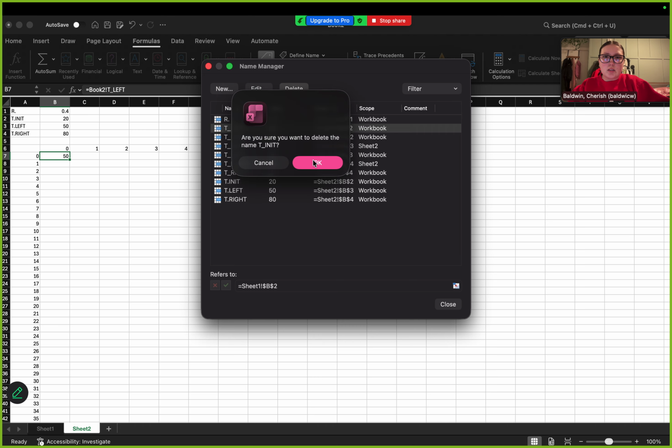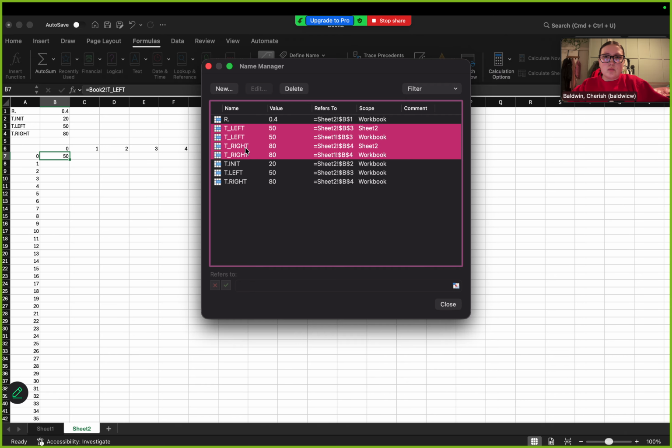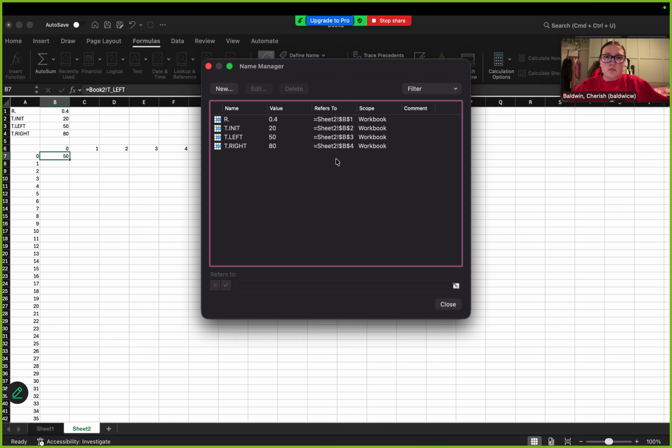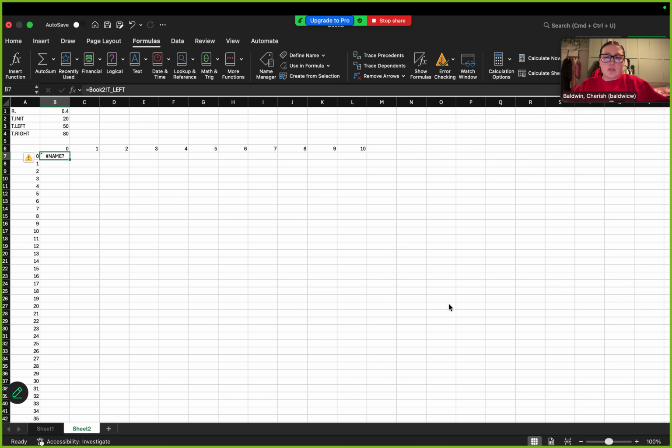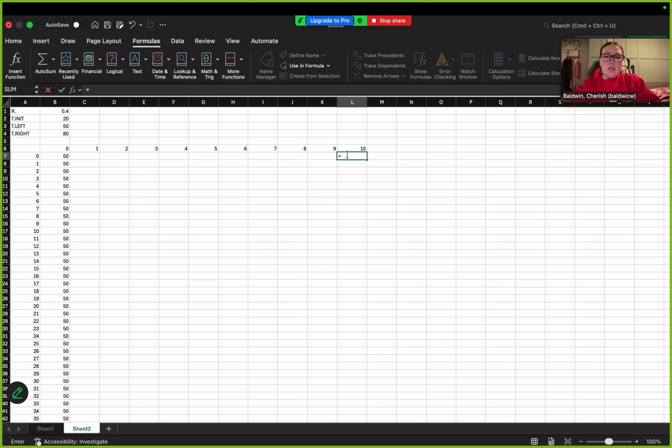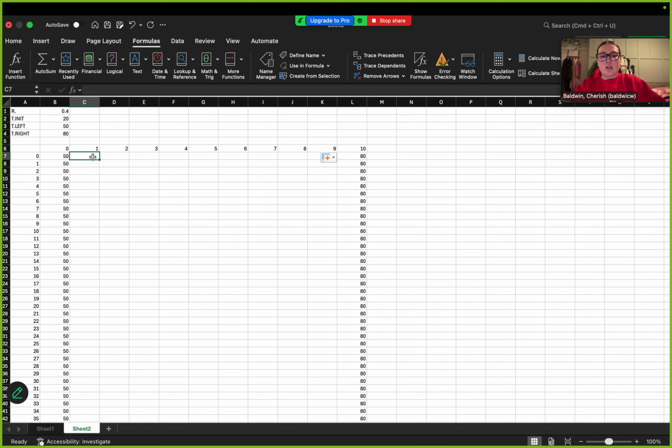Sorry, I have to delete these. Alright, now set this equal to T left. Take that down, all those iterations. Set all the way up block to T right. Alright. And now set all of these equal to T initial.